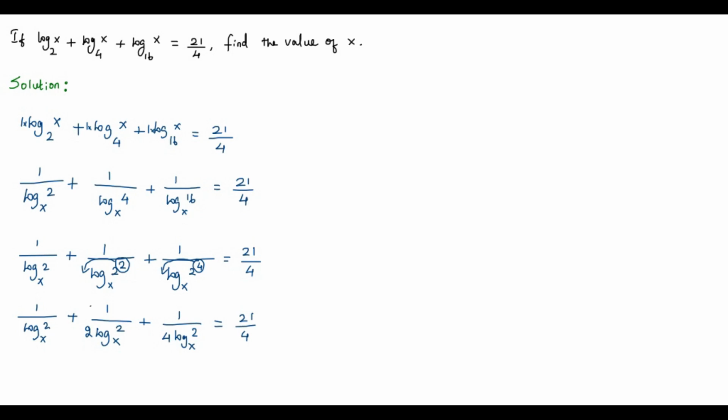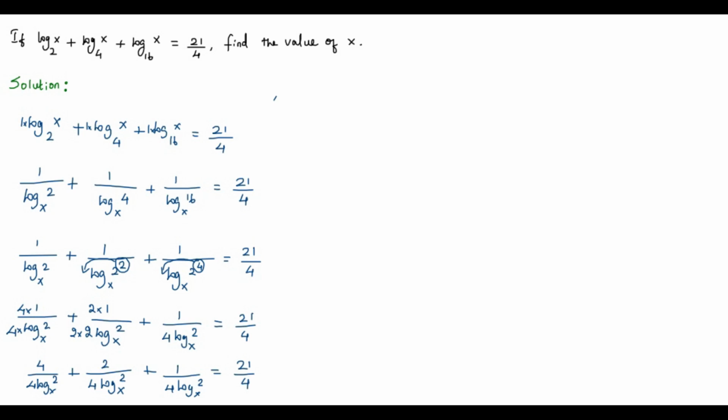So to get the same denominator for all the three fractions, I am going to multiply the numerator and denominator of the second fraction by 2, and the numerator and denominator of the first fraction by 4. So I get 4 divided by 4 log 2 to the base x plus 2 divided by 4 log 2 to the base x plus 1 divided by 4 log 2 to the base x is equal to 21 divided by 4.